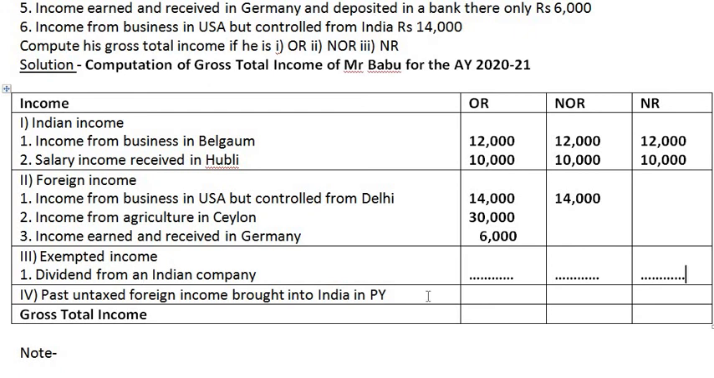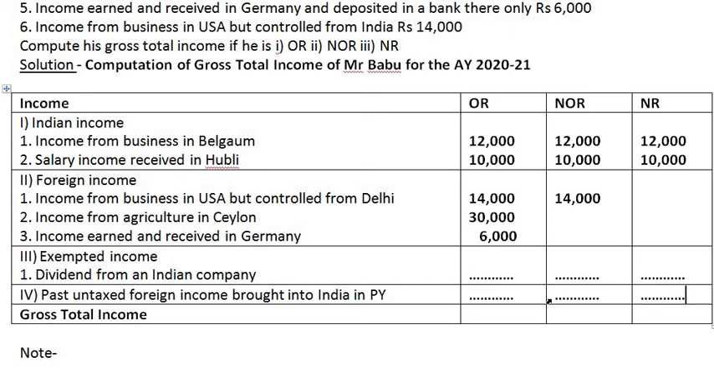And last point, past untaxed foreign income brought into India in the previous year, no information given in the sum. Even if the information is given in the sum, we do not take any amount while computing gross total income. Even that becomes nil. So this is the standard format. Whether you are given those points or not, you have to just mention it in the solution, but leave the amounts blank.